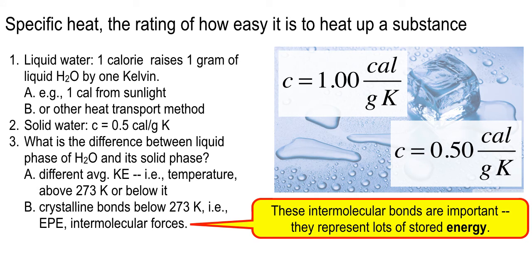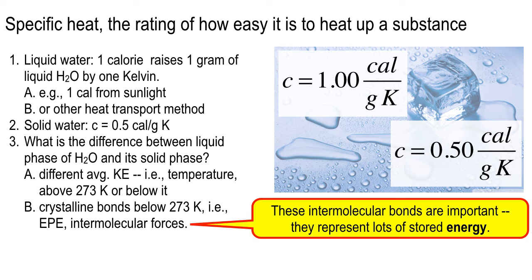So you need energy. You need half a calorie to raise a gram of ice by a Kelvin. You need 1 full calorie to raise a gram of liquid water by a Kelvin. And to melt a gram of solid water and turn it into a gram of liquid water, you've got to bust up those intermolecular bonds. And that takes energy too. So melting requires adding energy to break up the bonds at the freezing point.